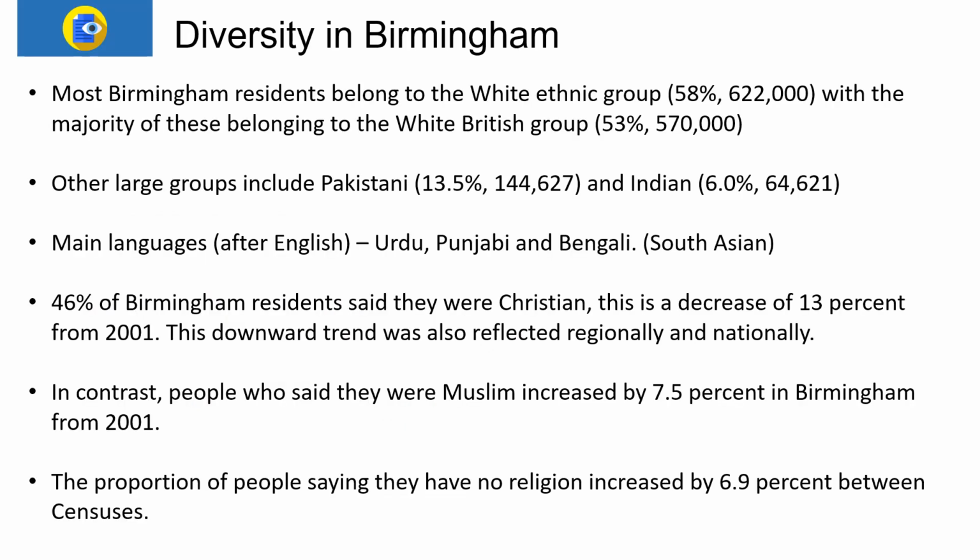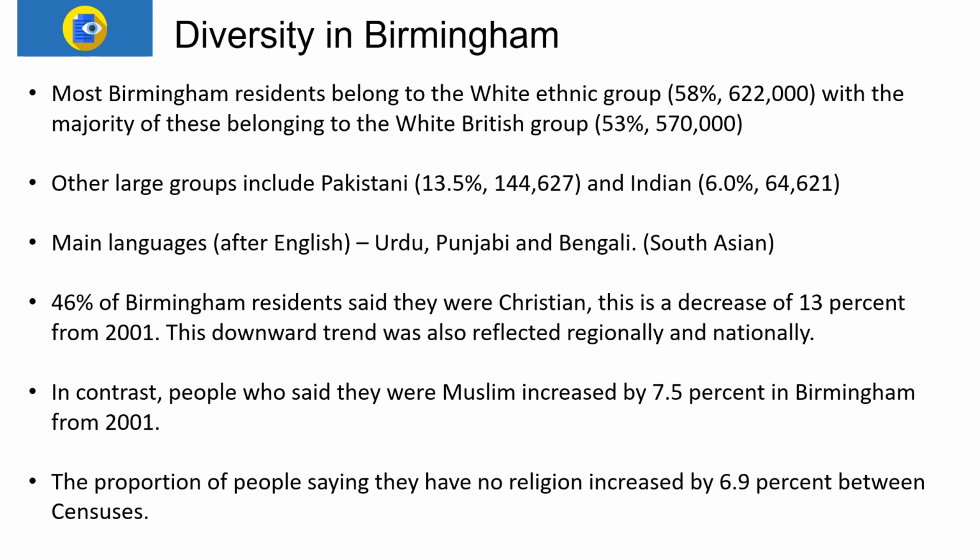Census data shows that Birmingham is a diverse city. Most people in Birmingham belong to the white ethnic group, making up 58%, with the majority of these belonging to the white British group, 53%. Other large groups include Pakistani, making up 13.5% of Birmingham's population, and Indian, making up 6% of Birmingham's population. The main languages after English spoken in Birmingham are Urdu, Punjabi and Bengali, which are South Asian languages.